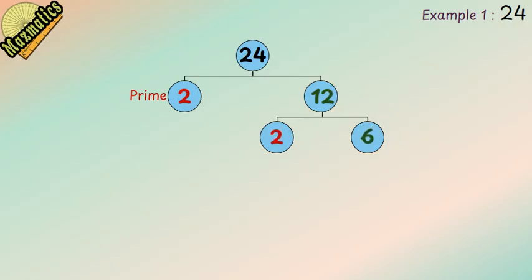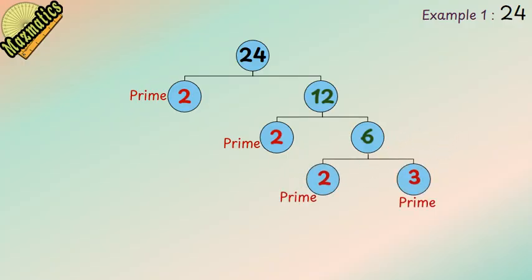Step 3. Now check again. 2 is prime, 6 is not prime. Once again, we break 6, which is equal to 2 multiplied by 3. Now all are prime, so we stop here.